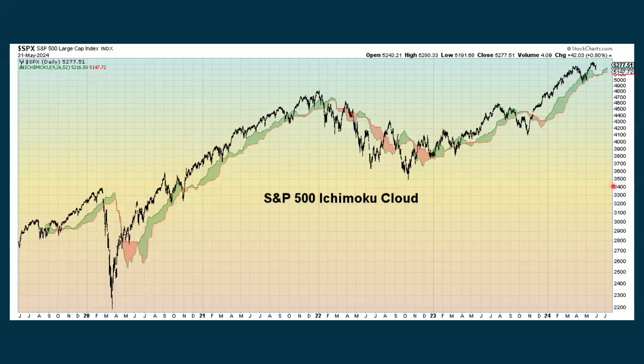And then the Ichimoku cloud. This is an area of support when we're up and we pull back. This can be an area of resistance when we're going down and we bounce back up a little bit. We're far above the cloud right now, so there's been no need to show this.